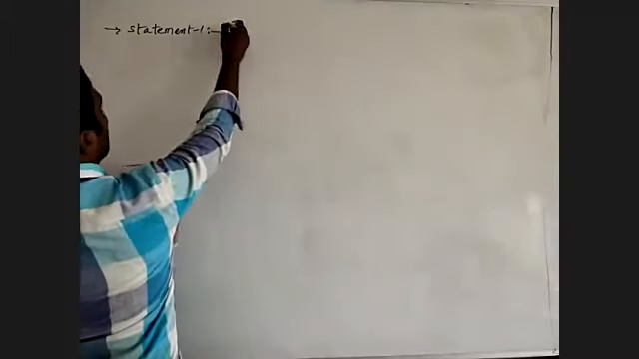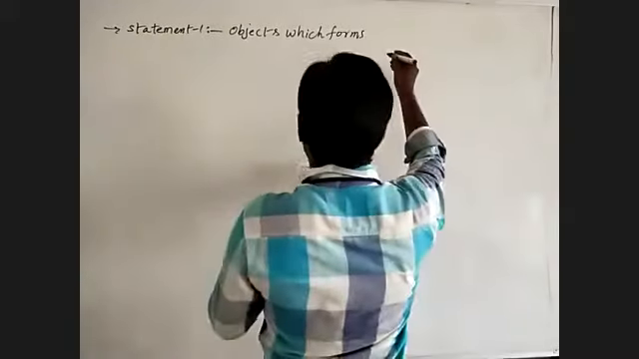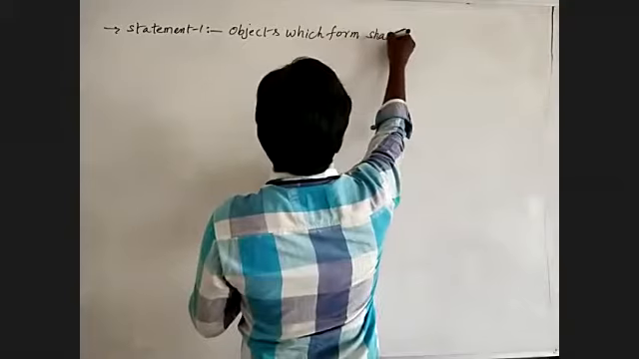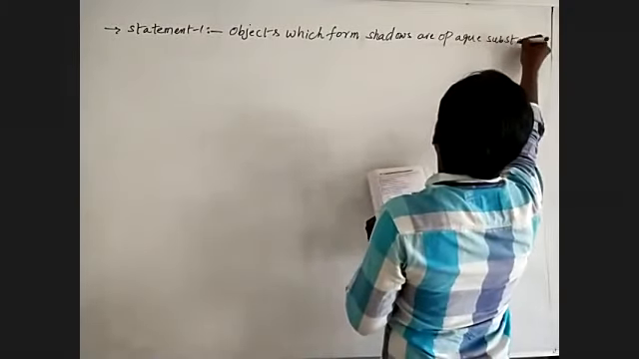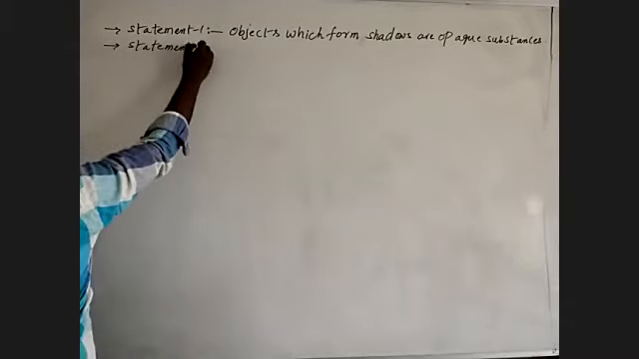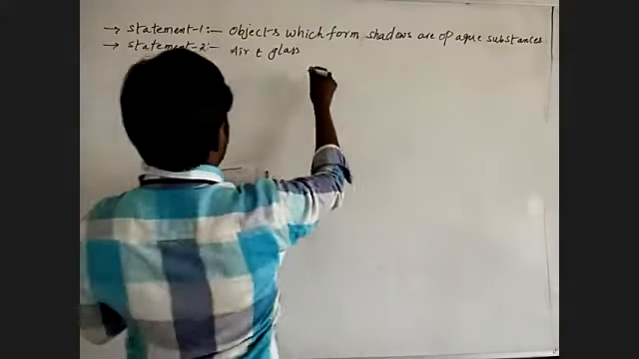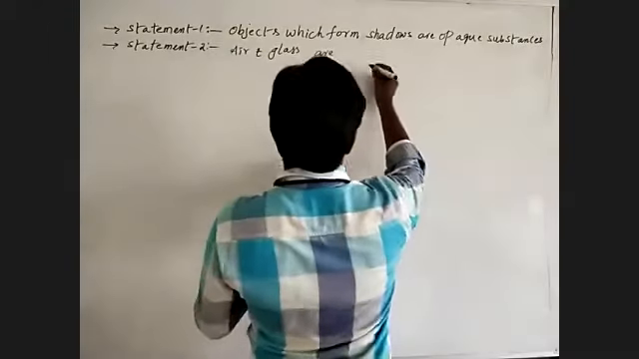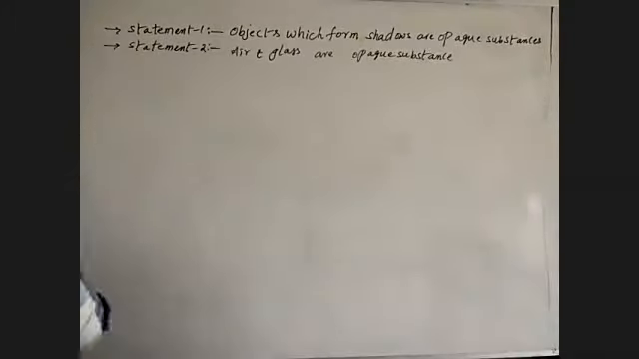Coming to the back. Statement 1: objects which form shadows are opaque substances. Then statement 2: air and glass are opaque substances. So I have to decide which is true and which is false.